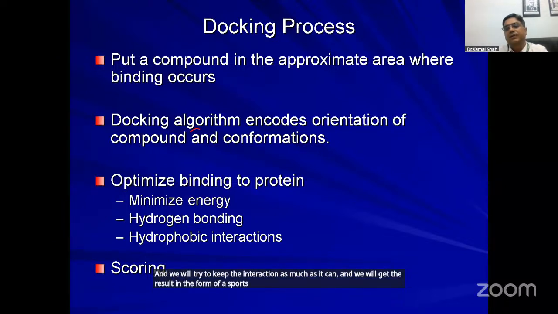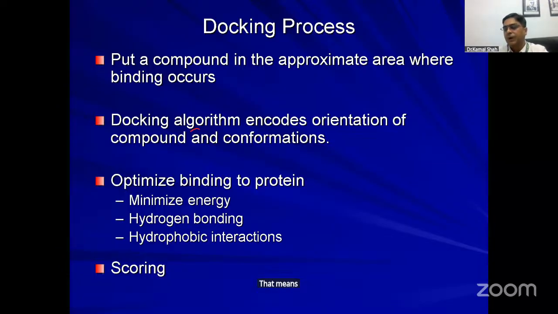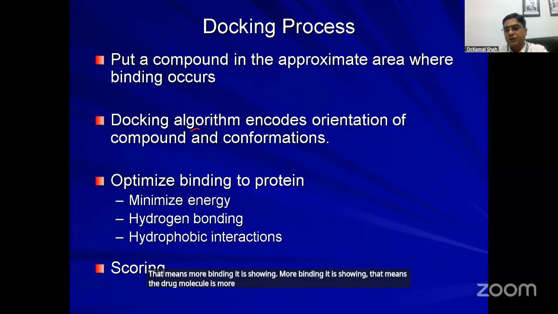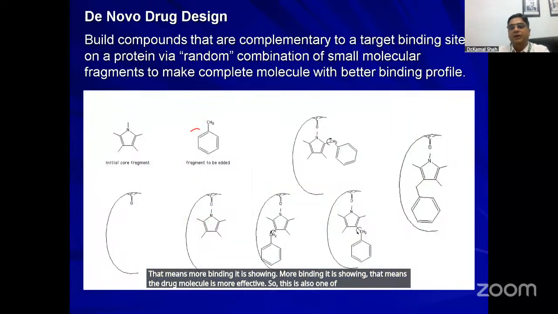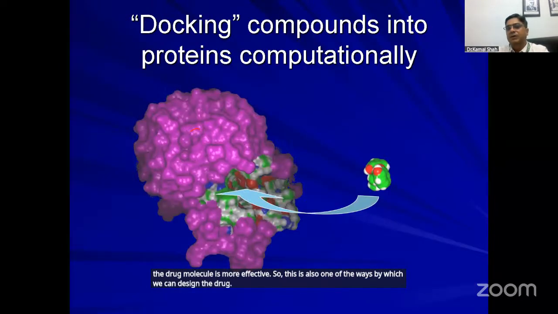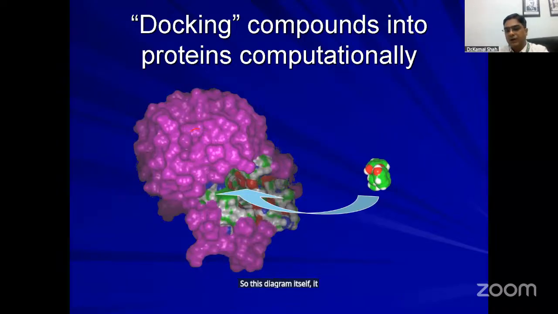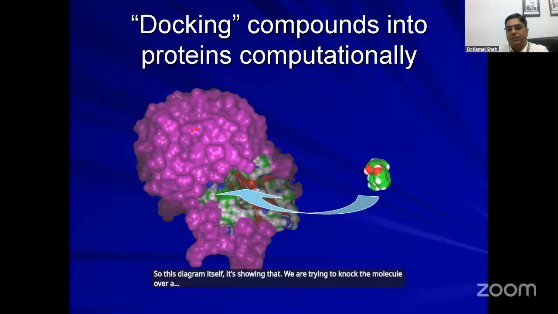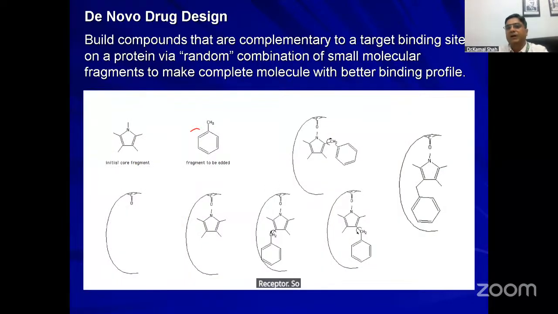Scores come in the form of negative energy values, and the higher the negative energy value, that means the higher the docking score, and more binding it is showing. More binding means the drug molecule is more effective. So this is also one way by which we can design the drug. This diagram shows that we are trying to dock the molecule over a receptor, so you can see how drug designing can be done.